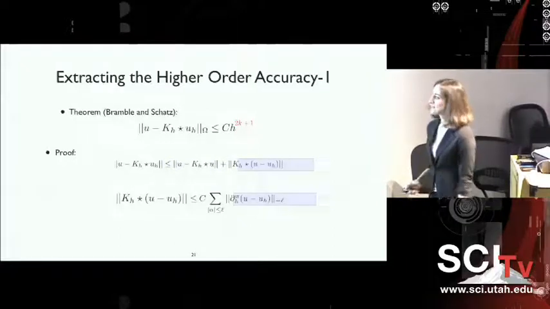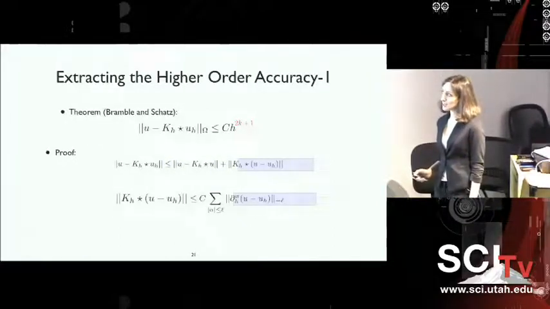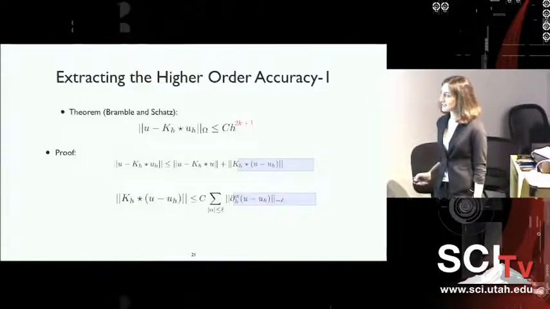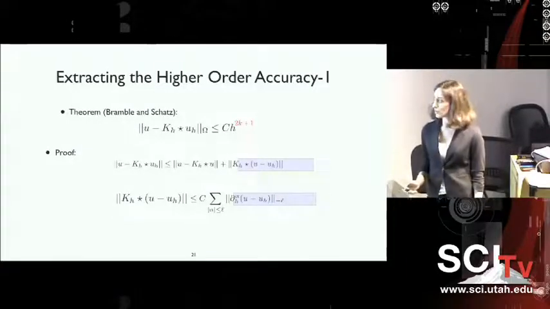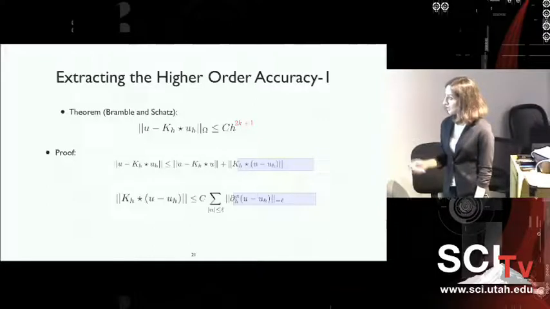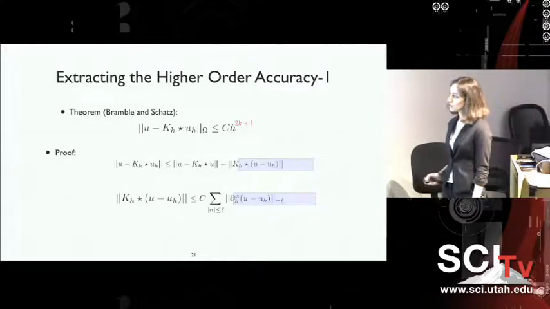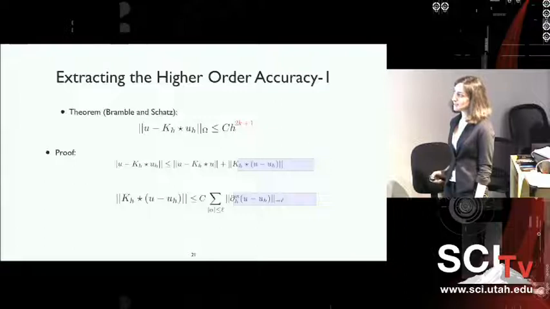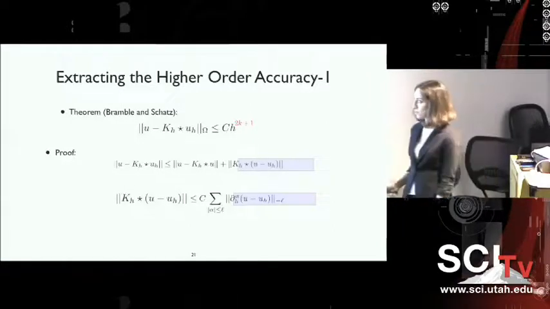For the second term, it was shown by Bramble and Schatz that this term can be bounded by a term that looks like this. This term here reads as the negative order norm of the divided differences of the error. So I will explain what this means in the next slides. Now that we are here, at the end, if we show that this term is of higher order, then this will be of higher order, and then this will be of higher order. I already explained how this can be of higher order, so let's see how this can be shown.